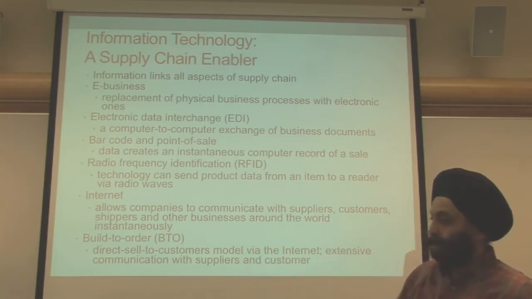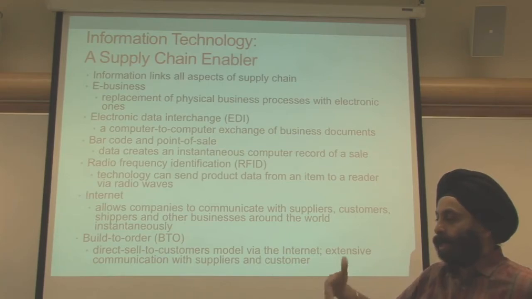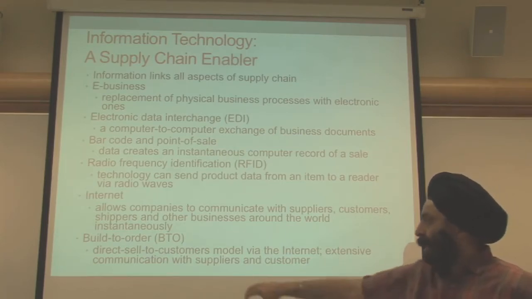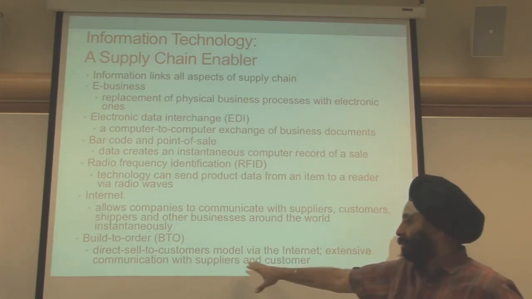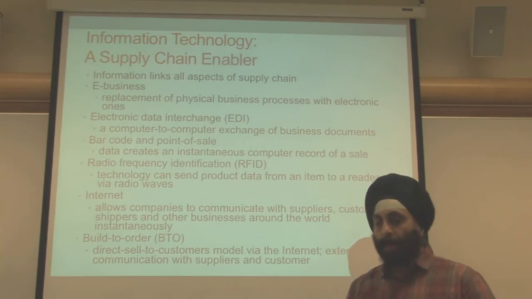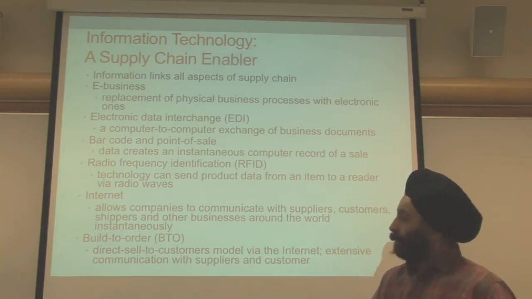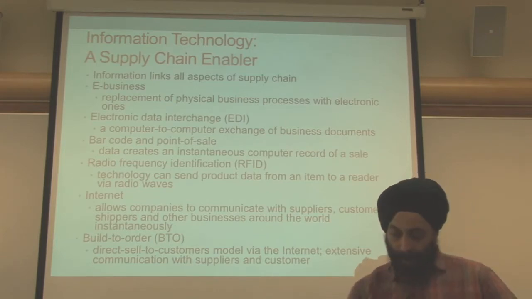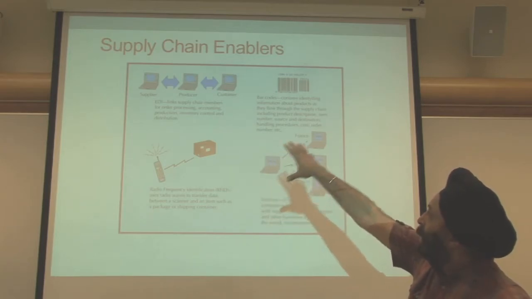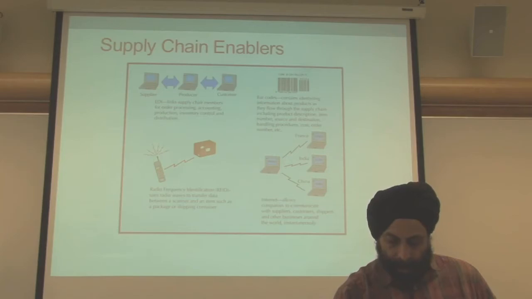The internet, of course, we all know, allows companies to communicate with suppliers, customers, and shippers. So it's an invaluable source of information exchange. And then there is the build-to-order, direct-sell-to-customer model via the internet. Customers configure the right type of product that they need, and based on that, the product is produced and delivered to the customer directly. So various supply chain enablers, you can see the EDI, the barcode, internet, and RFID, which we will cover all of these in detail.